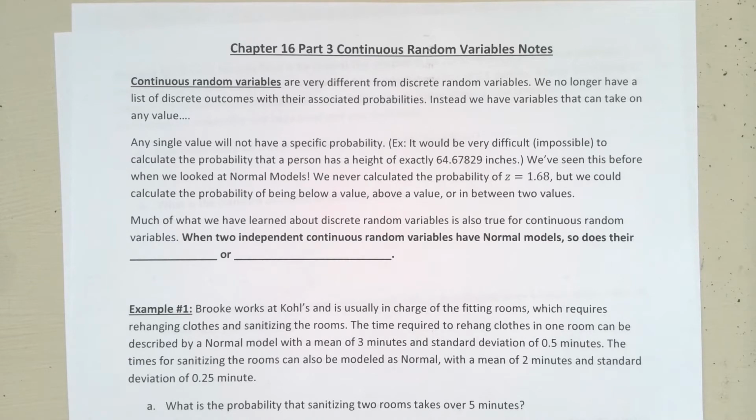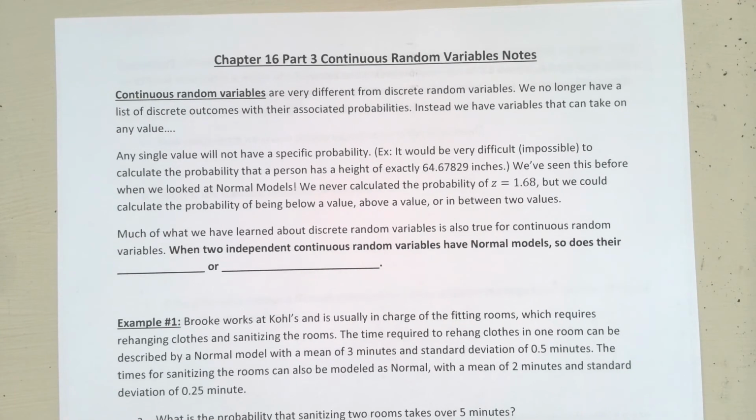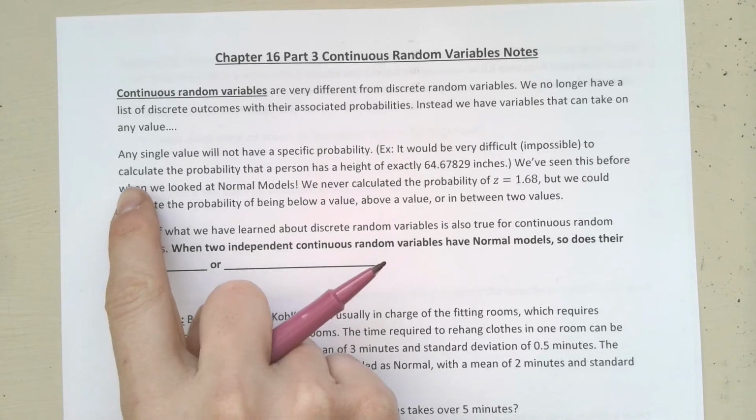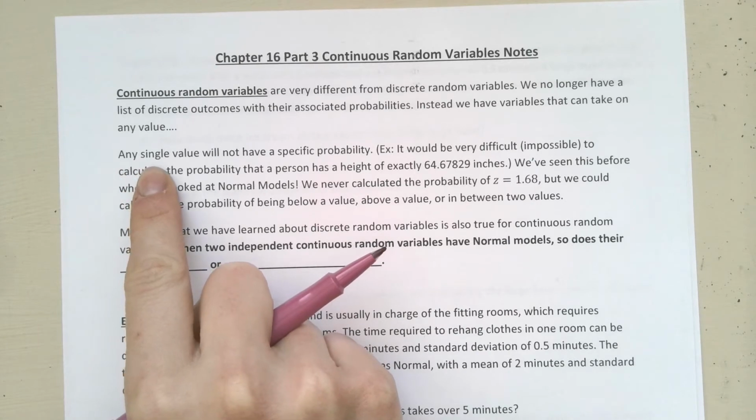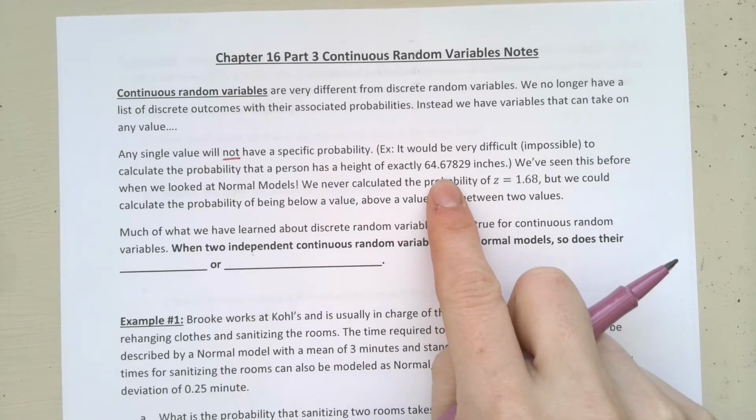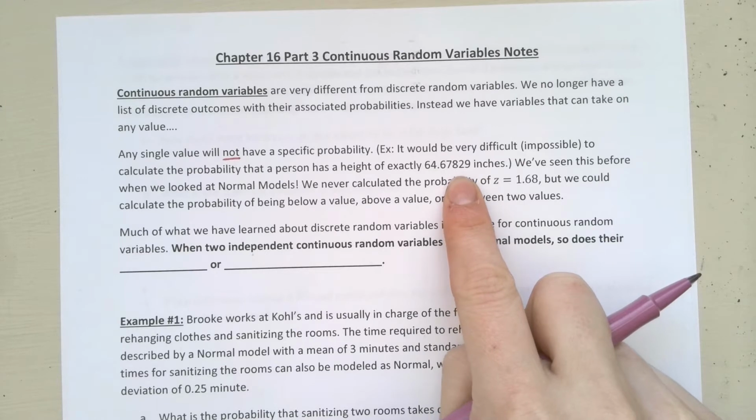So it'll be impossible at this point to make one of those probability distribution models where you listed the different outcomes and their probabilities. We cannot do that for continuous random variables. With these continuous random variables, any single value will not have a specific probability. For example, it would be impossible to calculate the probability that a person has a height of exactly 64.67829 inches. That's very, very specific, very precise. It's going to be very difficult to find that exact probability.